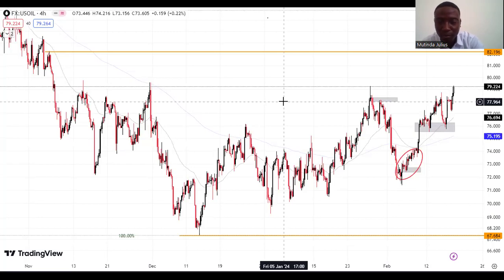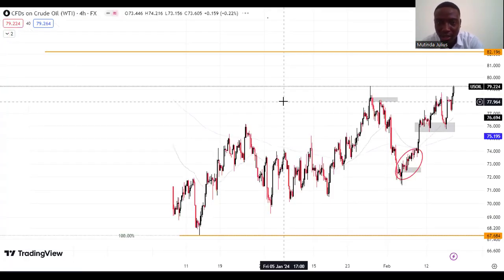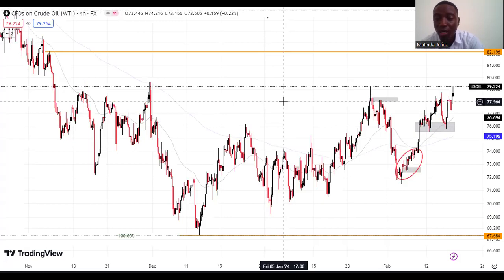This is a 4-hour chart. I will do from a 4-hour chart. That is basically the chart that I will be using most of the time, unless I change. I use the smart money concepts, that is order blocks, fair value gaps, and any other concept that you can think about. And I also use the simplest market structure based on the trading channels. So this is the US oil.